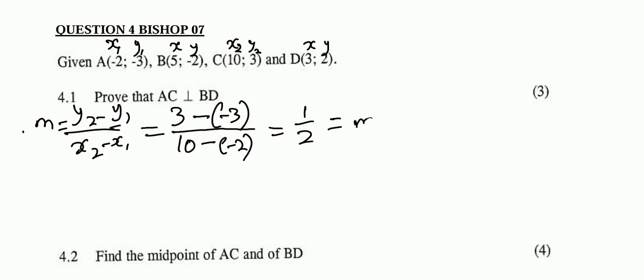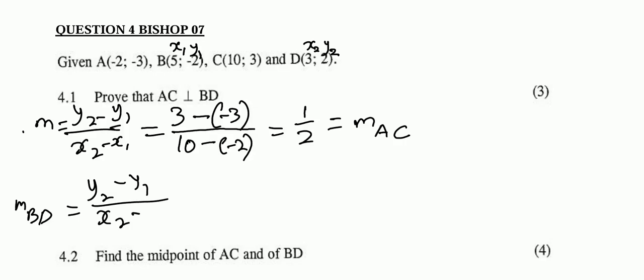So we can say that the gradient of AC is 1 over 2. Now let's check the gradient of BD. So let's just rub AC and focus on BD now. Let's say in B we have x1, meaning it's y1. Then on D, we have x2, meaning it's y2. The formula is y2 minus y1 over x2 minus x1. This is the formula for calculating the gradient.